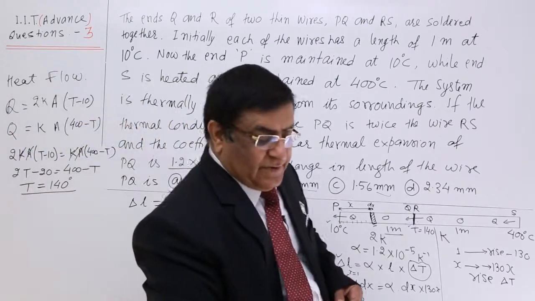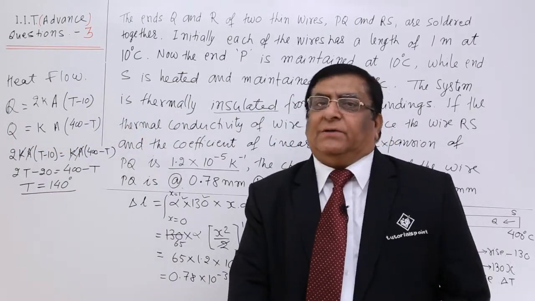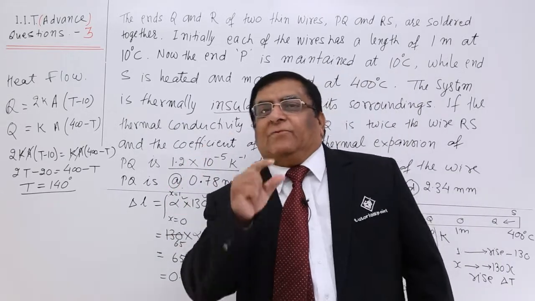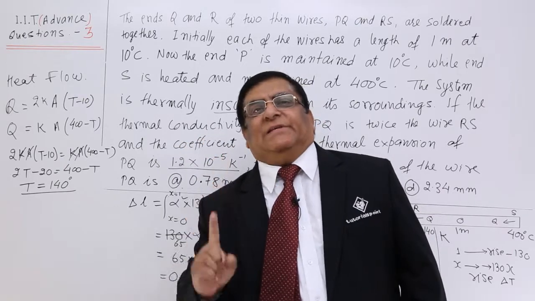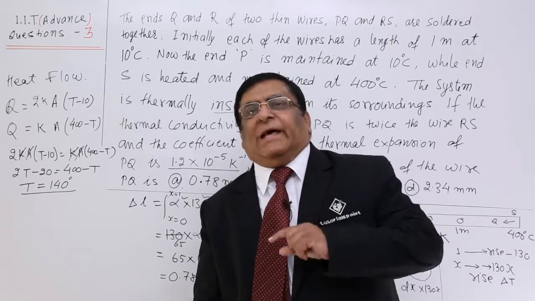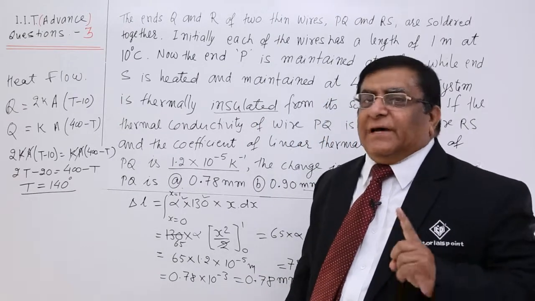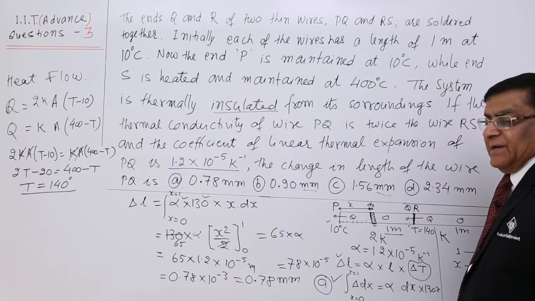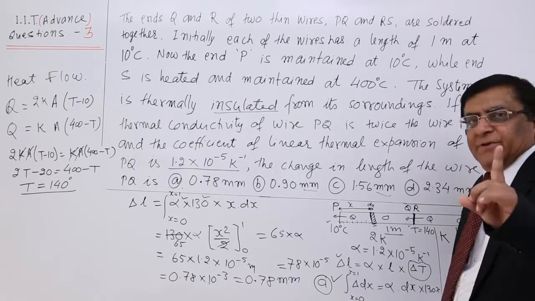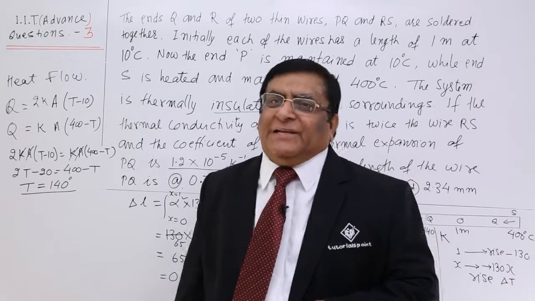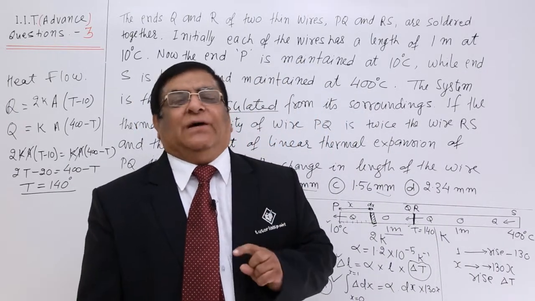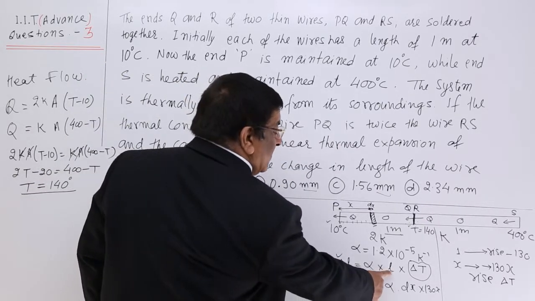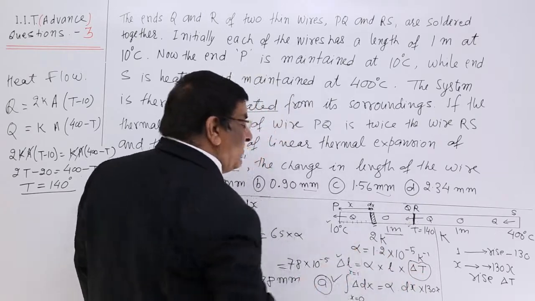So this is how we have done it. So what was the knowledge required? The knowledge required is, number one, in flow of heat when equilibrium is achieved, what are the principles involved? Answer, heat flowing from every section has to be the same. That is one principle we have used. Other, for expansion, we should know the formula that expansion is equal to coefficient of thermal expansion multiplied by total length multiplied by change in temperature.